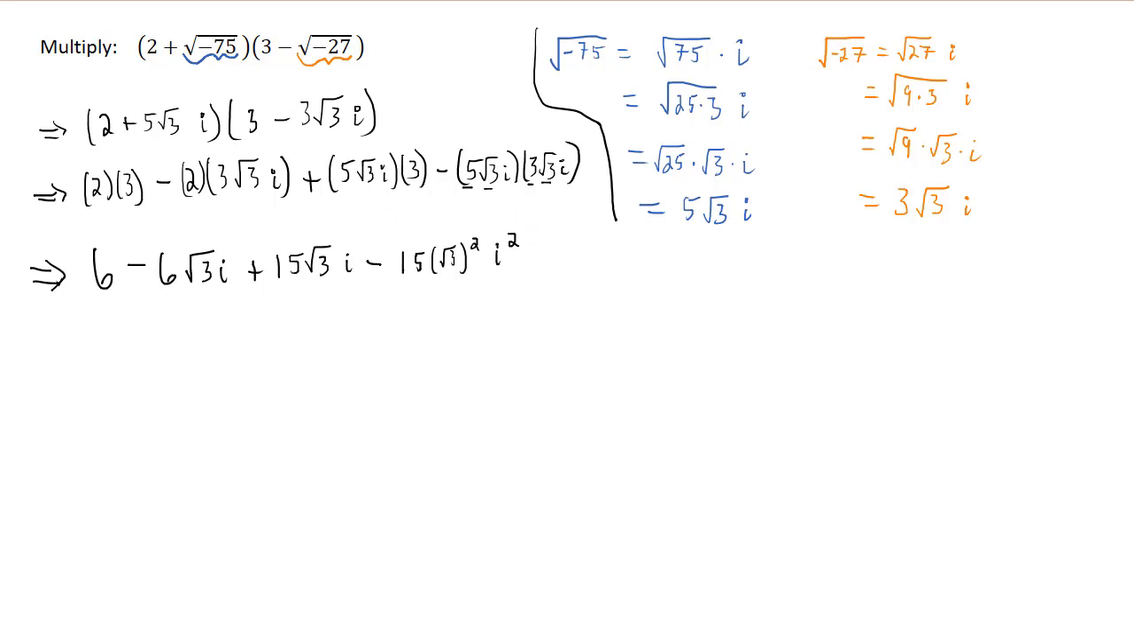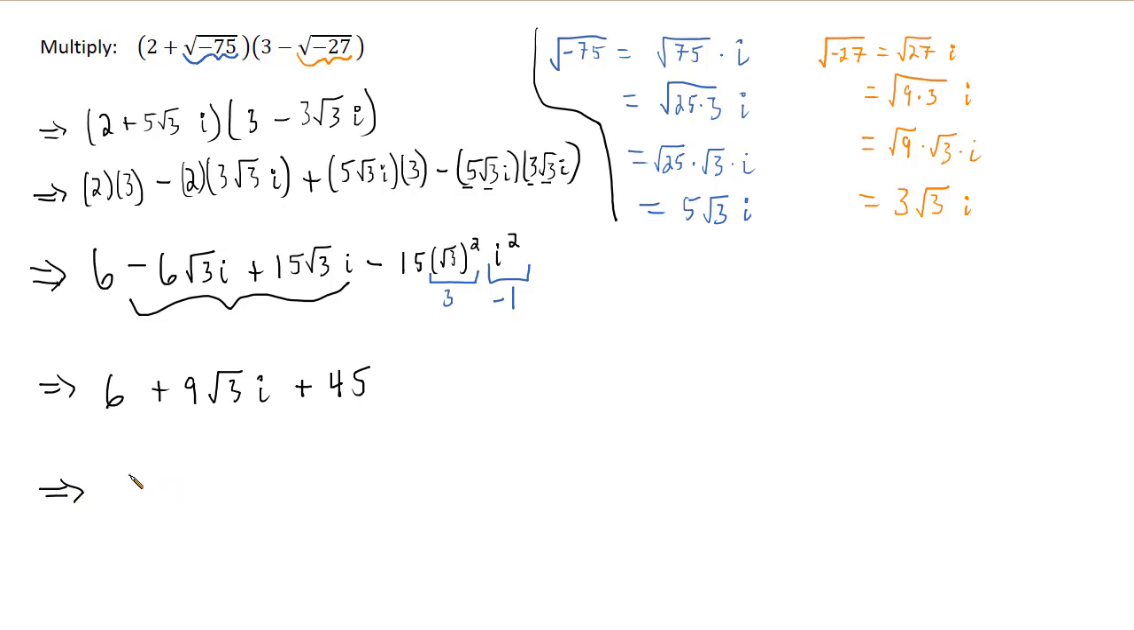Now here's where we have to be very careful. Square root of 3 squared becomes a 3. i squared, recall by definition, is negative 1. So I now have 6. I can combine these like terms, plus 9 root 3 i, and simplifying this last term, I have a negative 15 times 3 times negative 1. So that's a plus 45. And so then it simplifies in standard form as 51 plus 9 root 3 i.